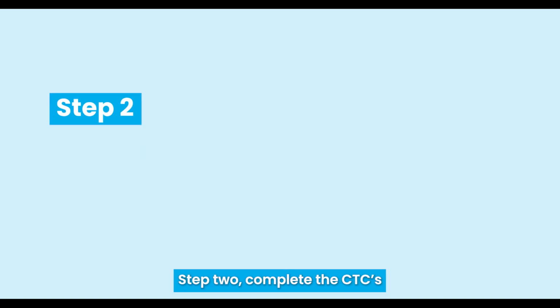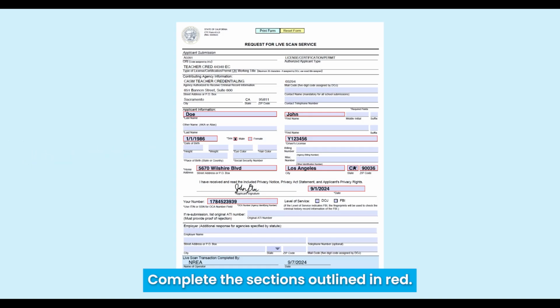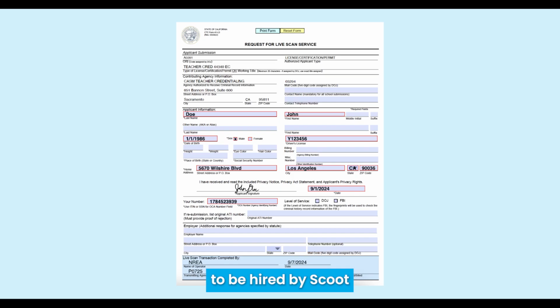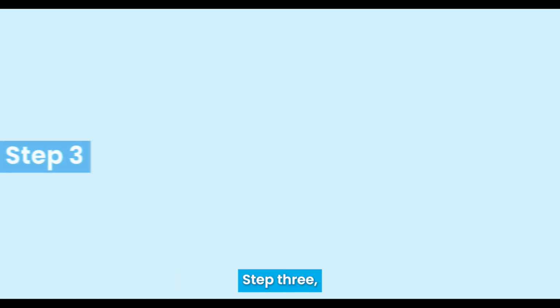Step 2. Complete the CTC's live scan form. Complete the sections outlined in red. This live scan is for the CTC, not Scoot. To be hired by Scoot and apply for your permit requires 2 separate live scans, one for Scoot and this one for the CTC.